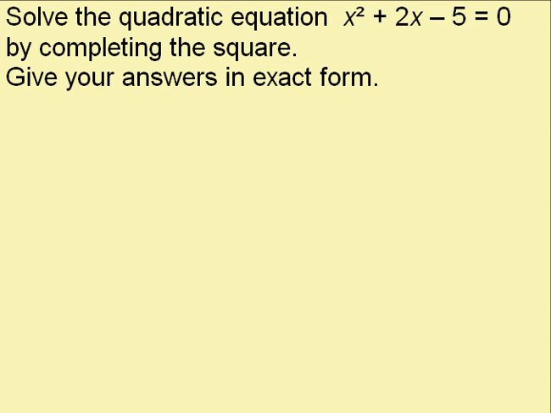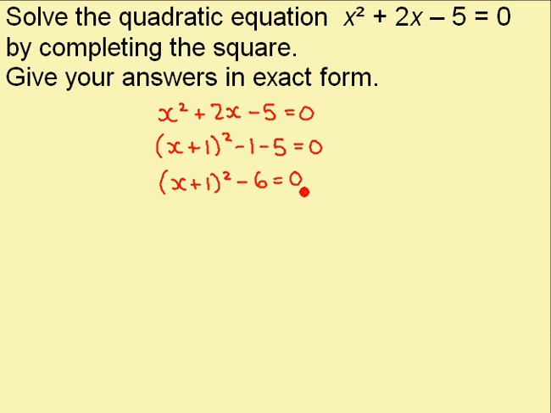Now in this question, I'm being asked to leave my answers in exact form. This would be on a non-calculator paper. Believe it or not, it's actually slightly easier than with a calculator. We start in our normal way by completing the square. I then add 6 to both sides to get x plus 1 squared equals 6, and then square root both sides to get x plus 1 equals plus or minus root 6.